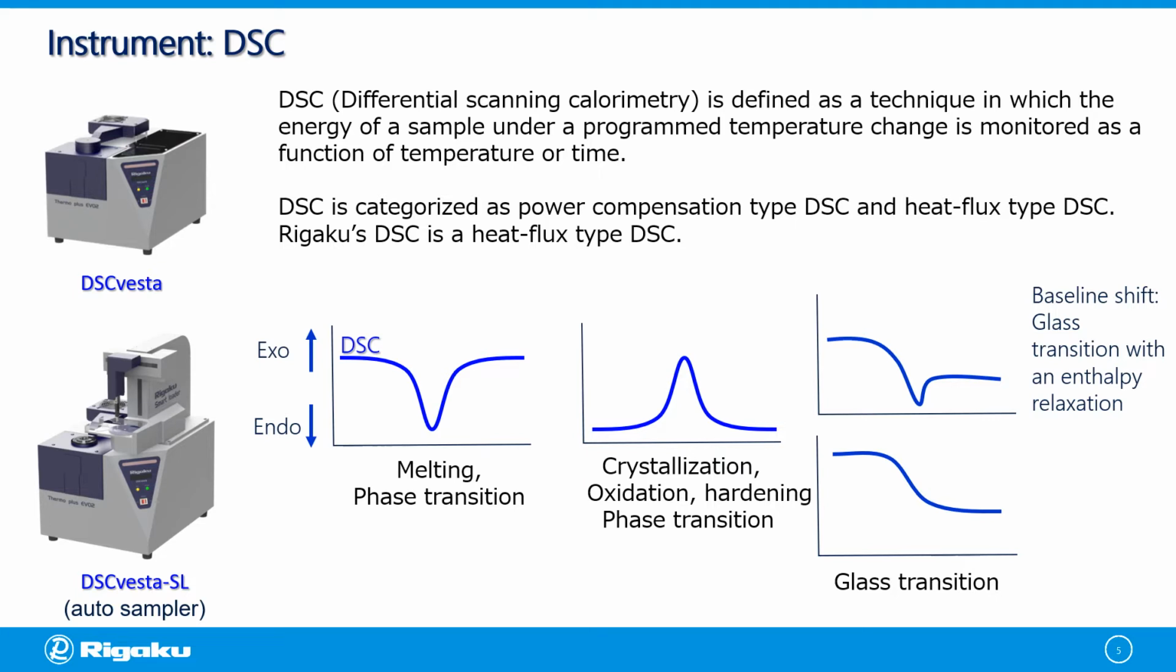DSC measurements provide qualitative and quantitative information on the physical and chemical changes that produce endothermic reactions such as melting or phase transition, exothermic reactions such as crystallization, oxidation, hardening, or phase transition, or baseline shifts such as in glass transition or in glass transition with enthalpy relaxation. Basically, there are two types of DSC systems, the power compensation type and the heat flux type DSC. The Rigaku DSC is a heat flux type DSC.